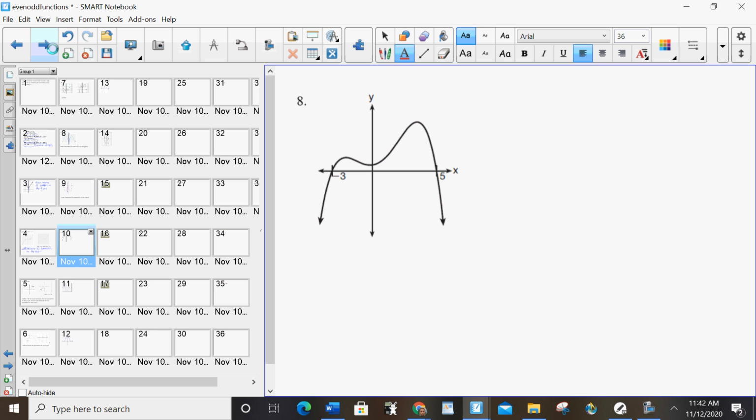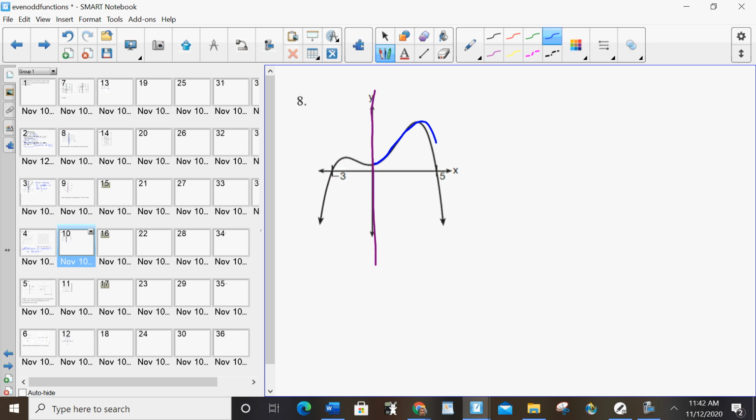8. Let's check for even. Is the y-axis cutting this thing exactly in half? Close, but no. If it was, then this piece would look something like that. It doesn't. Is it symmetric to the origin?